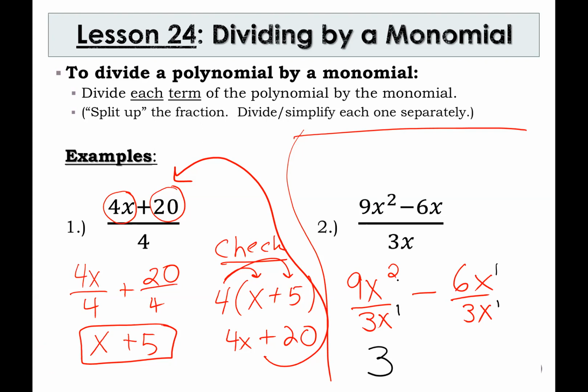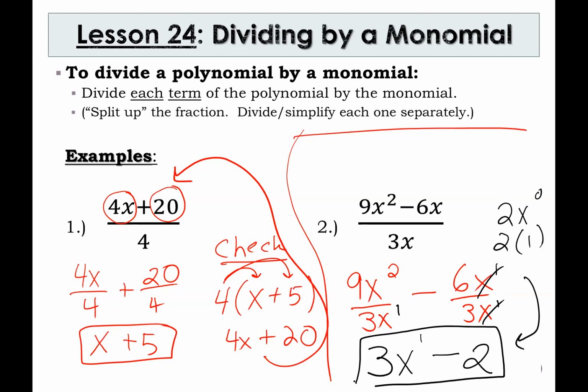And then remember our quotient rule that we learned on the first day. We can subtract these exponents when we divide. 2 minus 1 is 1. So this is really 3x to the 1, or 3x, minus. Now be careful here. 6x divided by 3x, a common mistake is to write 2x, but it's just 2. x divided by x just cancels out. Or technically, if you're subtracting exponents, it becomes 2x to the 0, which is really just 2 times 1, which is just 2. So our final answer is 3x minus 2.